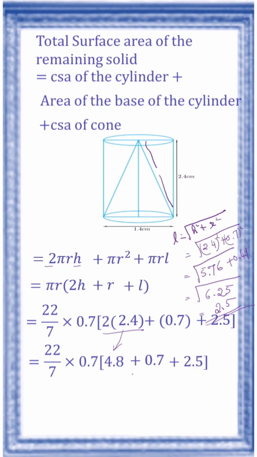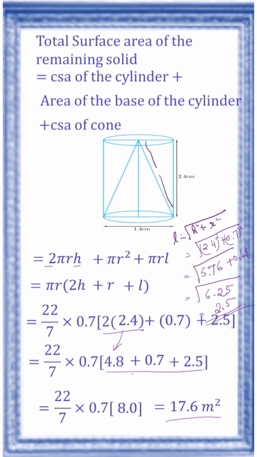Now let us add all these things. What will you get? 8.0. Here, what will we get? If we simplify it, 17.6 meter square. So the answer is 17.6 meter square.